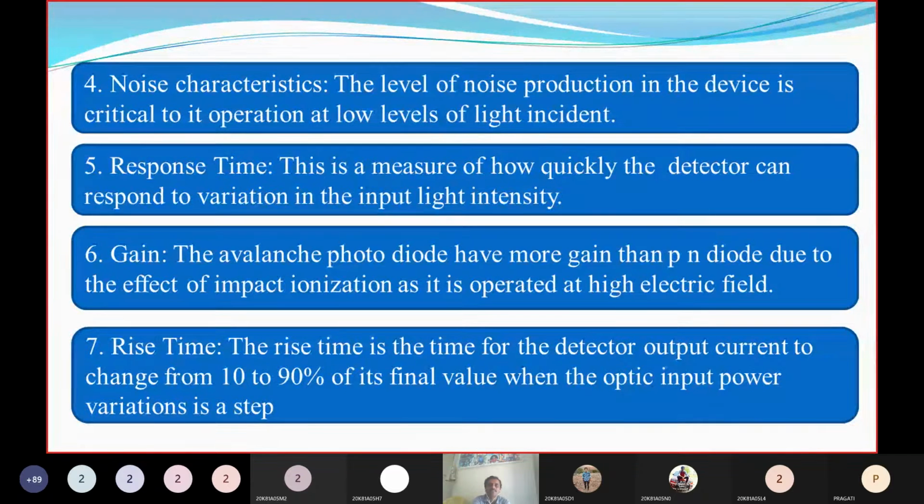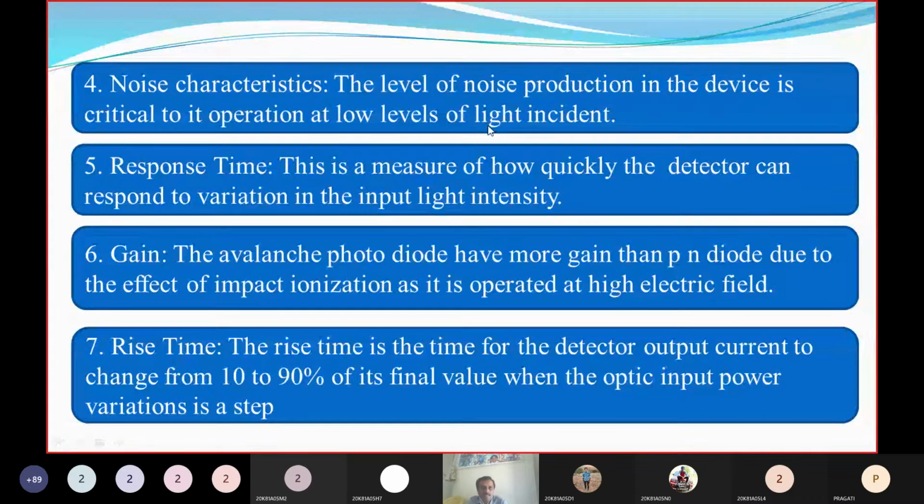So that's why we can reduce the noise level for detection. If the noise level is high, we cannot detect low levels of incident light. Okay, this is about the noise characteristics.